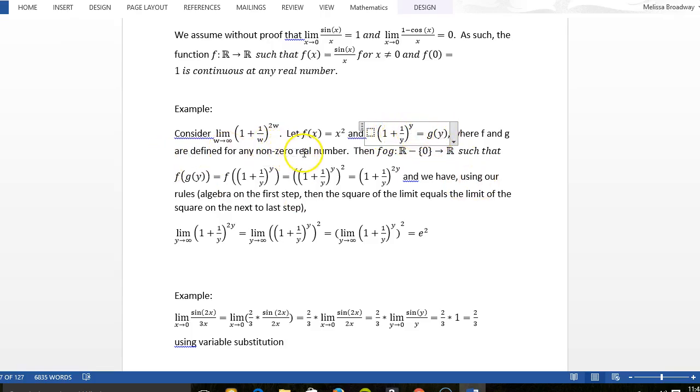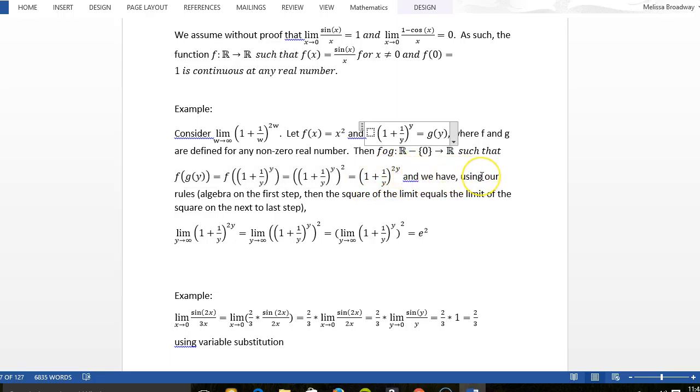We're going to define f and g on the non-zero real numbers. Then f composed g is a function from the non-zero reals to the reals. We're doing f composed g this time, such that f of g is f of this guy right here, which is, we're just going to square this guy right here. But remember, by the laws of exponents, you just stick the 2 up there with the y, and you get (1 plus 1 over y) to the 2y.